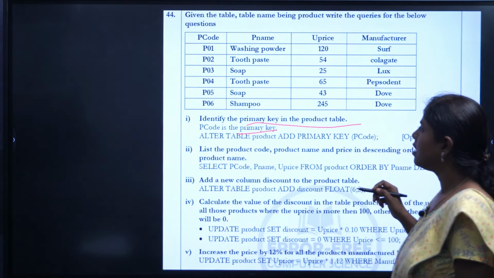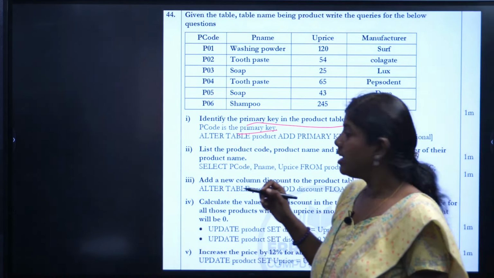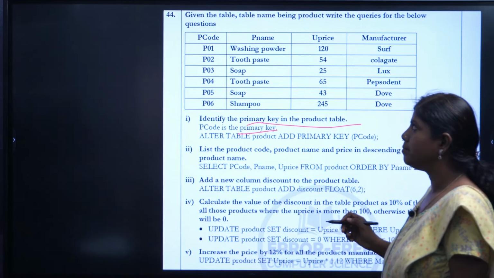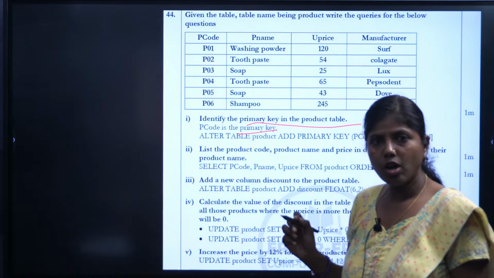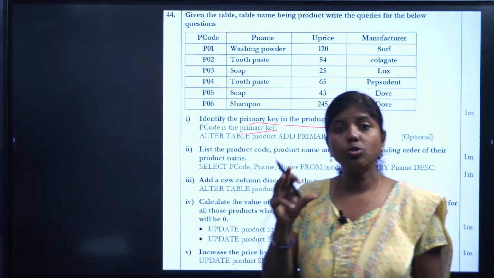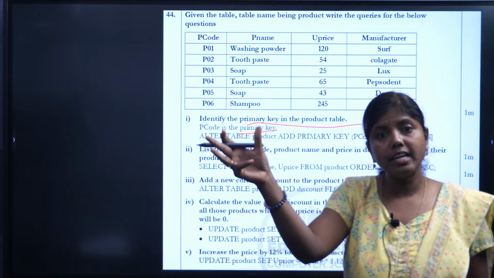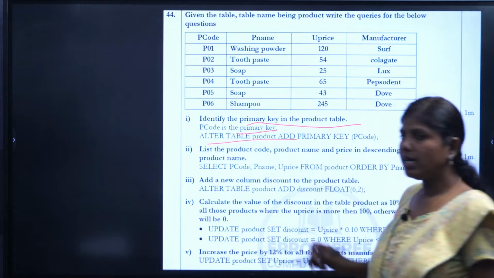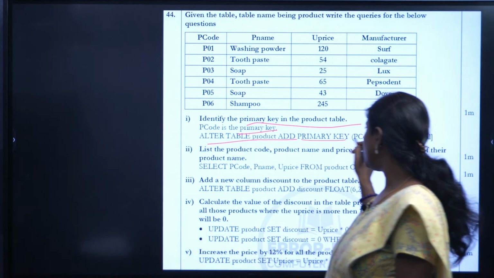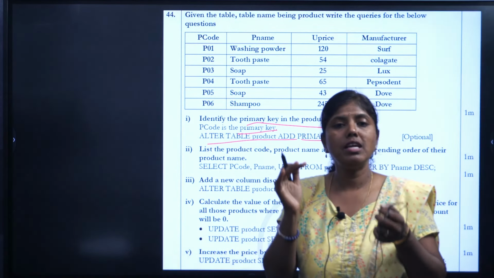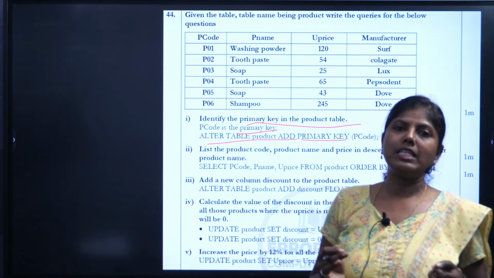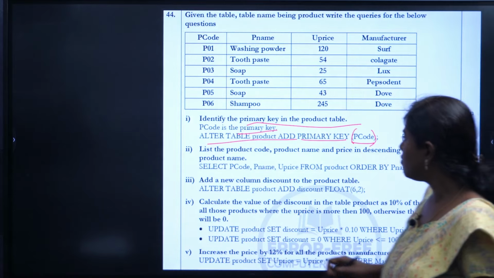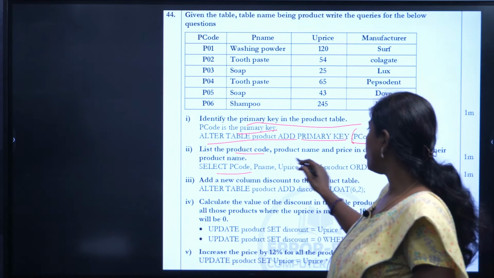Alter the table, identify the primary key in the product table, and you need to add the primary key here. So how do you add the primary key? You need to add the primary key after creating a table. That means alter table name, add primary key, space should be there, and give that primary key attribute name within the parenthesis. So P code I have to add, within the parenthesis. Clear?